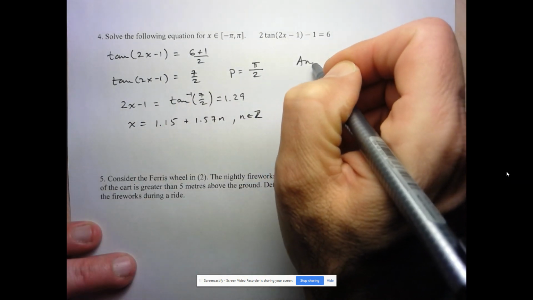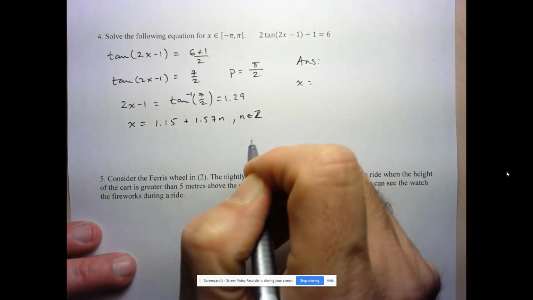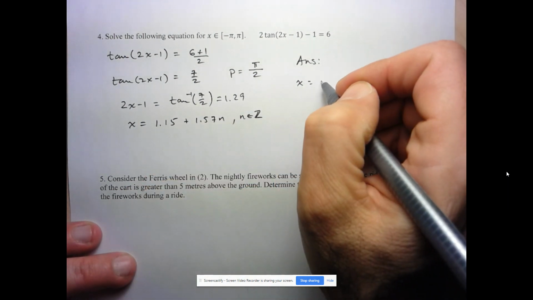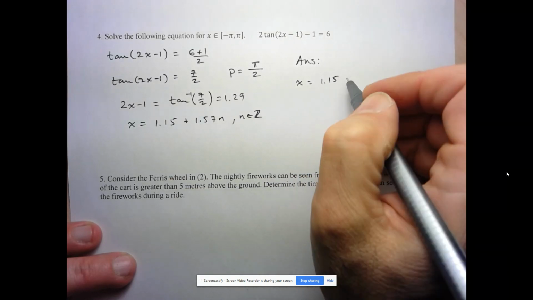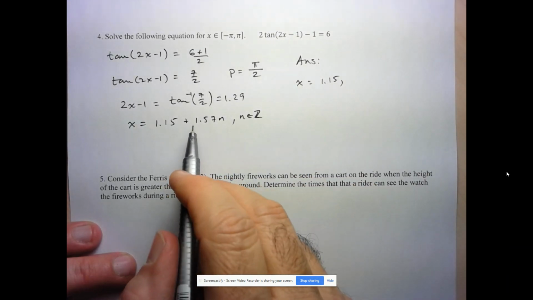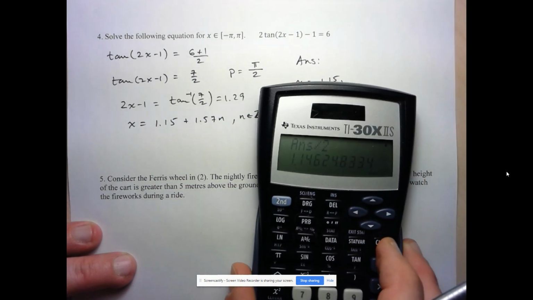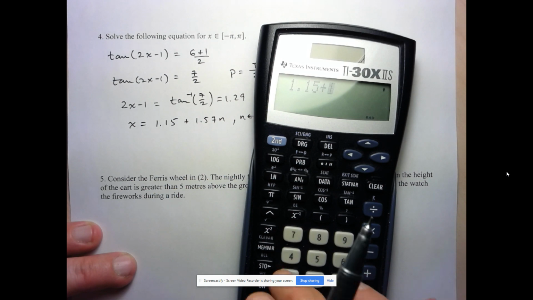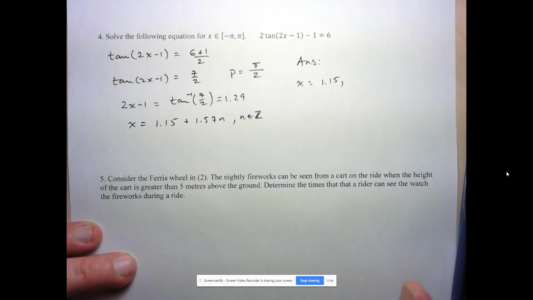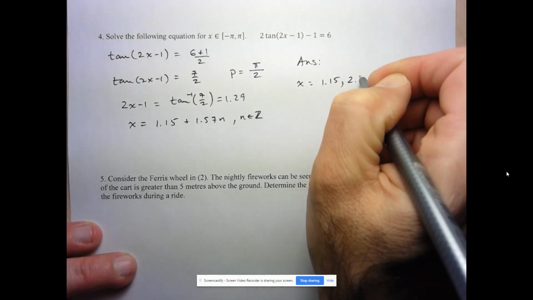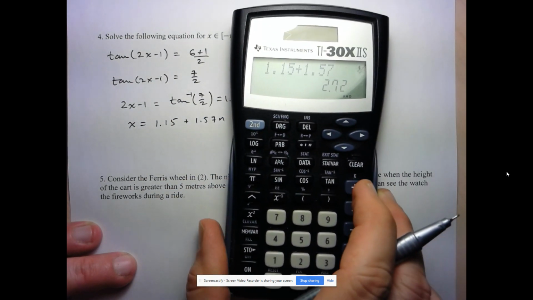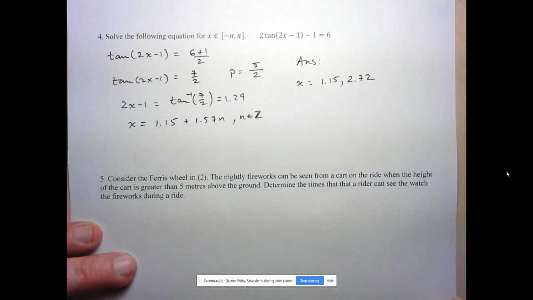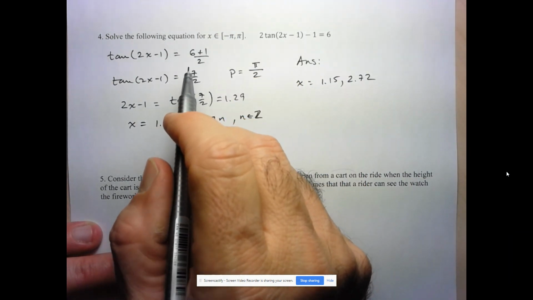All right, so to give our final answer, x can be equal to, well, we already found 1.15. Now I'm just going to start adding the periods. So 1.15 plus 1.57 is equal to 2.72. That'll be another solution. Now, if I try to add another 1.57, I end up with something that goes beyond my interval.